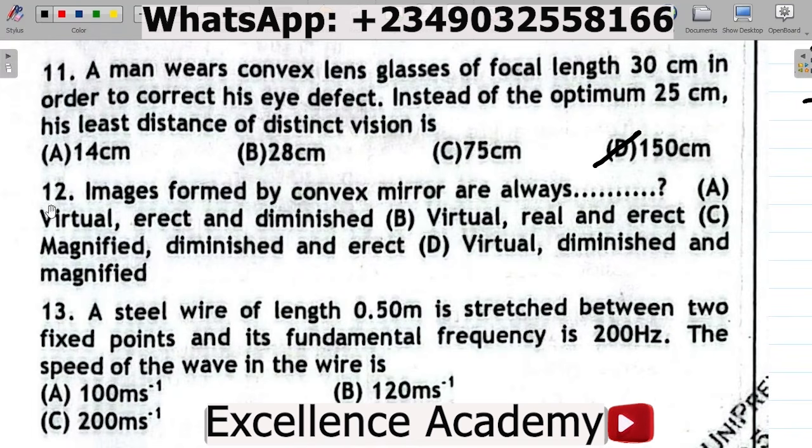Next question, number 12. Question 12 says, images formed by a convex mirror are always dash. A, virtual, erect, and diminished. B, virtual, real, and erect. C, magnified, diminished, and erect. D, virtual, diminished, and magnified. For this question, the correct answer is A. So note that images formed by a convex mirror are always virtual, erect, and diminished.